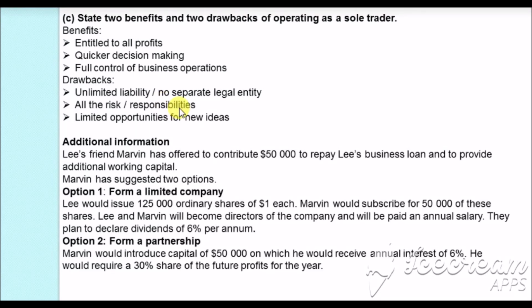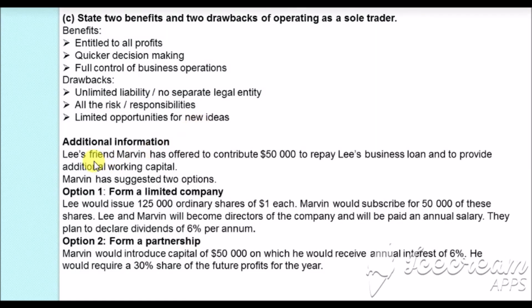Then, as there is only a single owner, naturally when he takes the whole profit, all the losses as well as the risk belong to the single owner, and all the responsibilities belong to the single owner, and even the capital is invested by the single owner. So there is a limited opportunity of growth, as well as limited opportunities for new ideas, because only one person deals with everything and does not consult with other partners or other owners as we have in partnership. Here the ideas are also limited. So these are the various drawbacks and benefits of a sole trader.